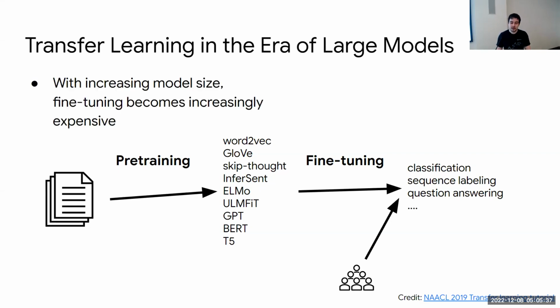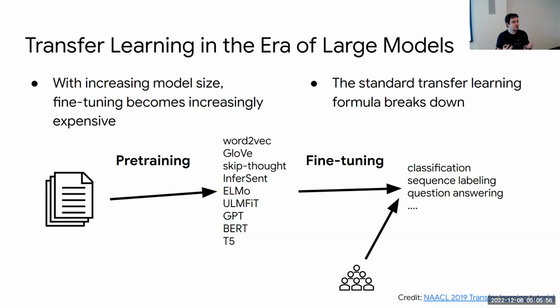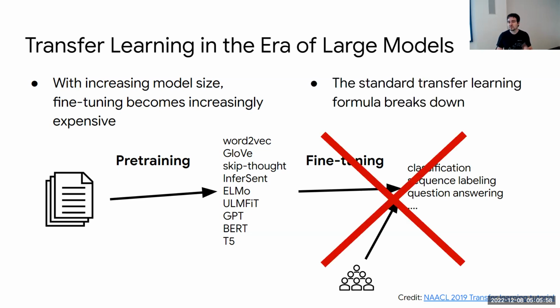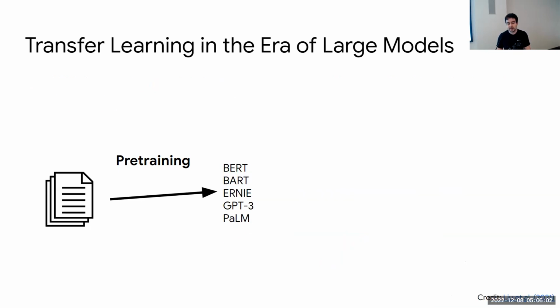However, in light of this increasing size of models, just being able to fine-tune these 500 billion parameter models in practice is not really feasible anymore. We're not doing that anymore for all of the tasks we actually care about. So in light of these huge model sizes, this formula of just pre-training and fine-tuning a model has really been breaking down more recently.